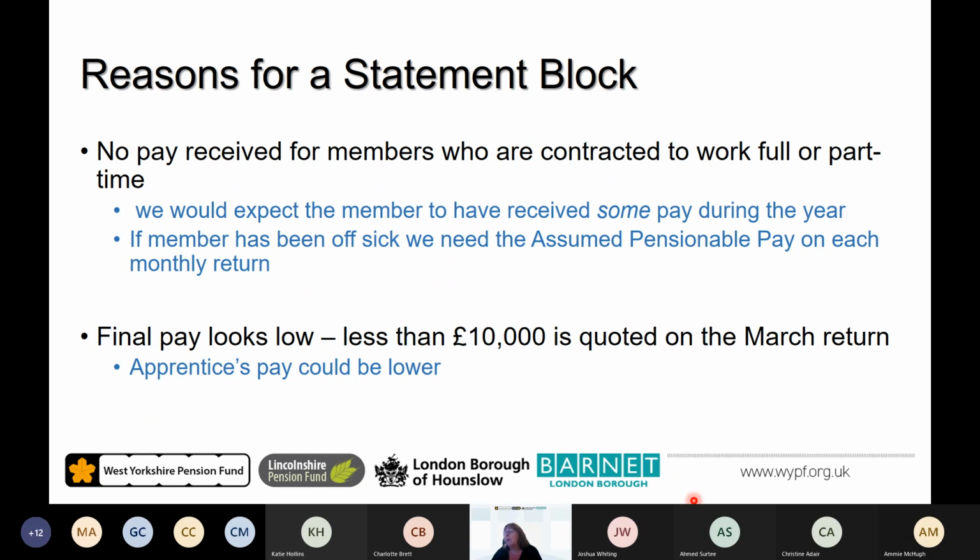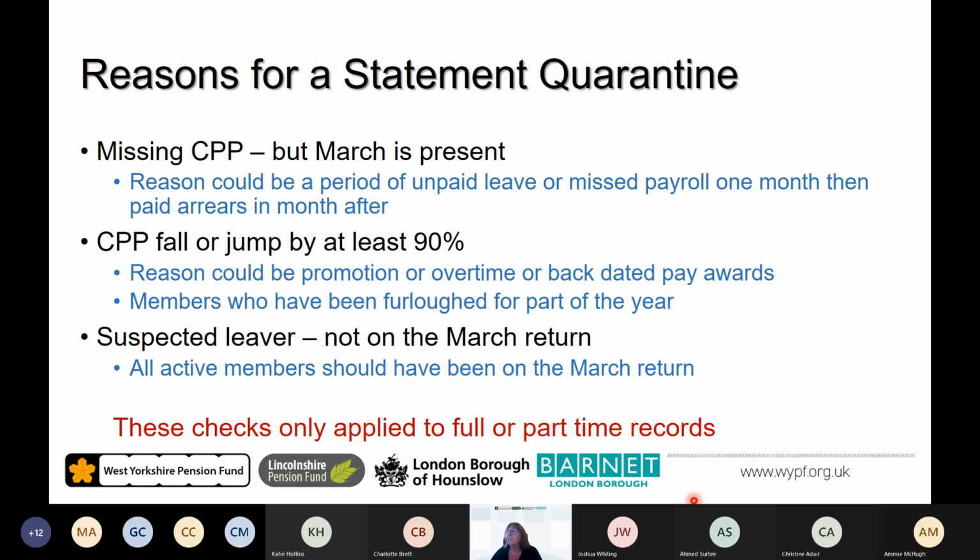Final pay looks low. So we've set a limit of £10,000. So if there's any that are below £10,000, we will query it. However, we know apprentices' pay is often below the £10,000, but we've got to set the bar somewhere. So we've set it at 10,000. If you get any for any apprentices, you'll just have to re-enter the pay. We don't need to know why you're giving us the answers you do. We just need the actual answers.